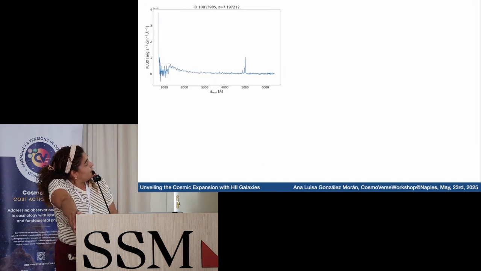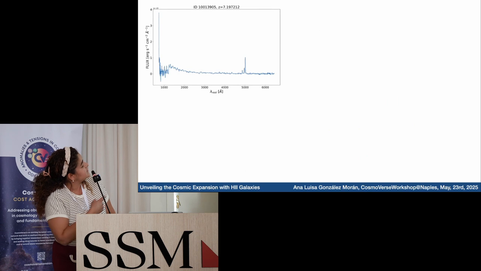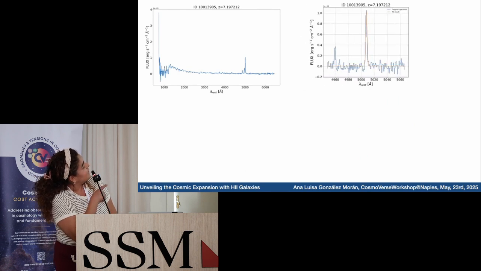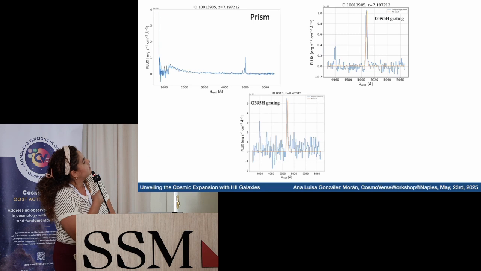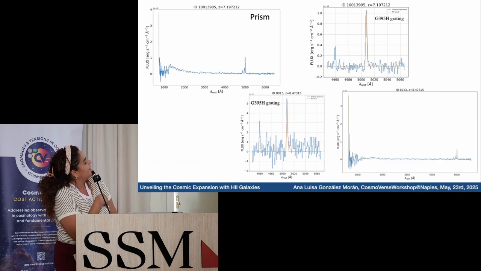The highest redshift that I have available right now from the JADES survey, for example, this is in PRISM. This is an HII galaxy, or a candidate HII galaxy, at redshift 7.2, and on the right is the high resolution grating, and this is the profile that we can use to know what the full width at half maximum is. This is the highest redshift that I have from JADES right now where we can see the oxygen emission lines.